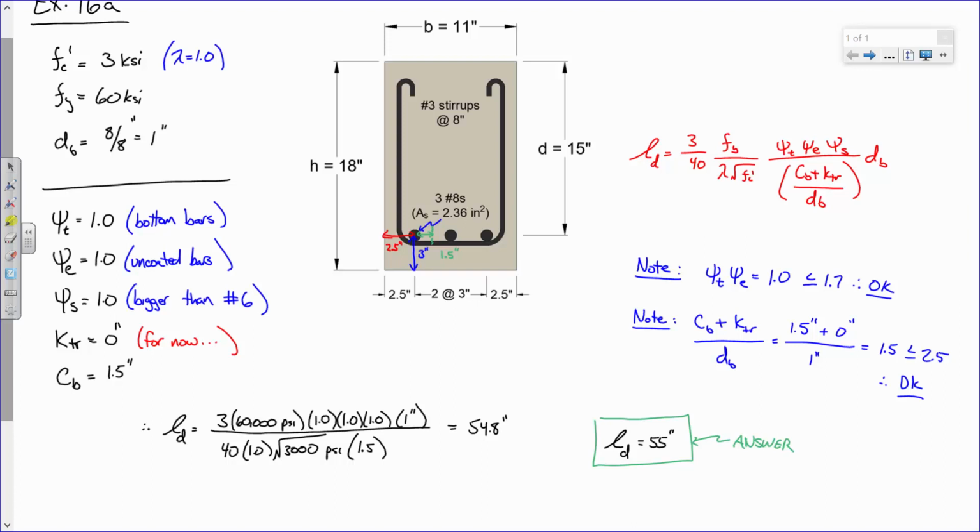Now that's a long distance, right? So are there ways that we can correct that, or ways that we can help that? Because that's a pretty far distance. I don't know that I've seen very many columns in buildings that are 55 inches in diameter. That's huge. So one of the ways that we can handle that is maybe we can use this K_tr value. Let's see what happens with K_tr.